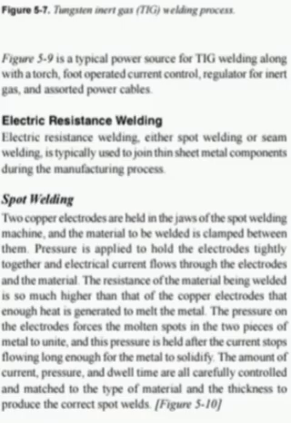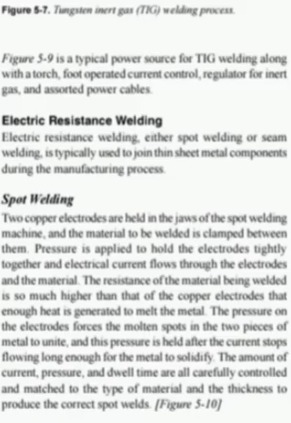Electric resistance welding. Electric resistance welding, either spot welding or seam welding, is typically used to join thin sheet metal components during the manufacturing process. Spot welding. Two copper electrodes are held in the jaws of the spot welding machine, and the material to be welded is clamped between them. Pressure is applied to hold the electrodes tightly together, and electrical current flows through the electrodes in the material.